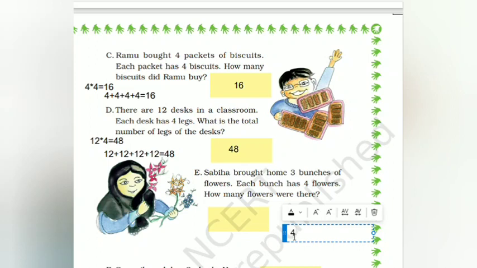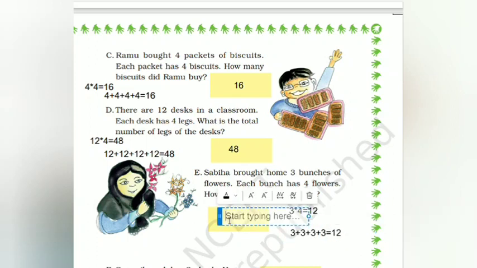That is 3 bunches of flowers, and each bunch has 4 flowers. 4 times 3. Okay. 4 times 3 means we can write it as 3 plus 3 plus 3 plus 3. That is equal to 12. Okay. 12 can also be written here.